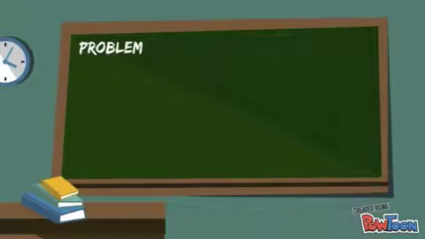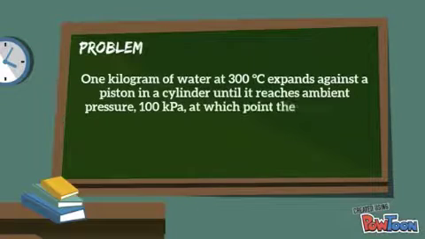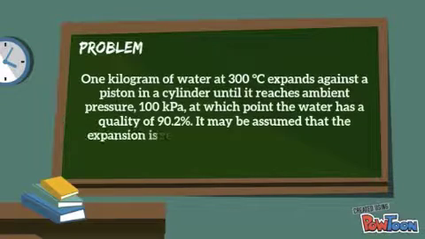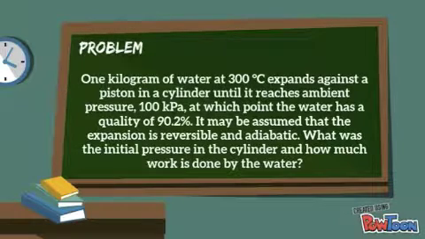Problem: 1 kilogram of water at 300 degrees Celsius expands against a piston and cylinder until it reaches ambient pressure, 100 kilopascal, at which point the water has a quality of 90.2%. It may be assumed that the expansion is reversible and adiabatic. What was the initial pressure in the cylinder and how much work is done by the water?